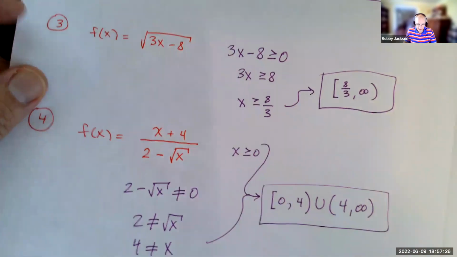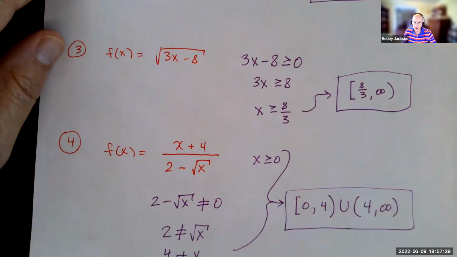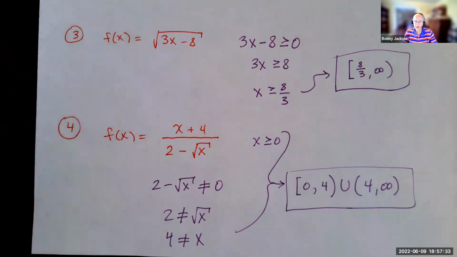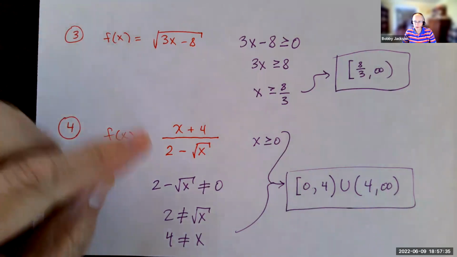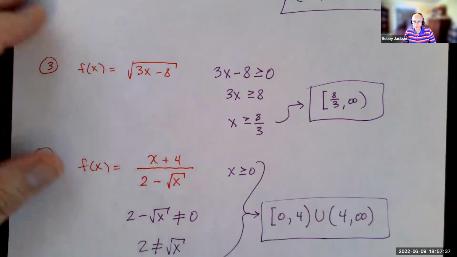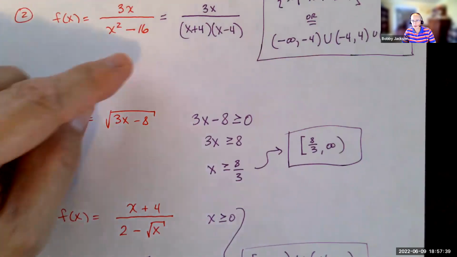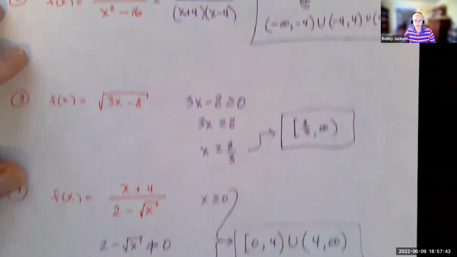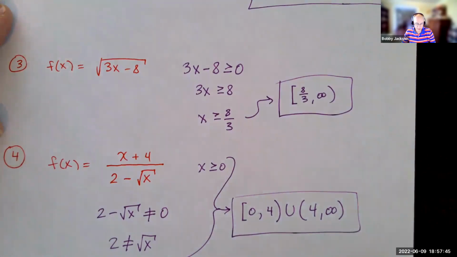Okay, so again, finding the implied domain is simply finding all the real number inputs where we get a real number output. So in these three cases that we looked at here, division by 0 is a problem, and taking the square root of a negative number is a problem. That's the first level of finding the domain of a function. Let's look at some of our other functions.